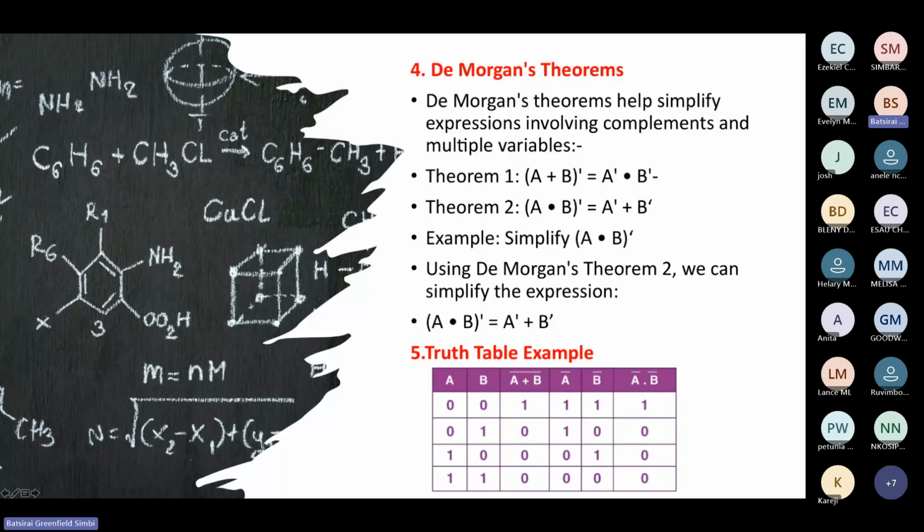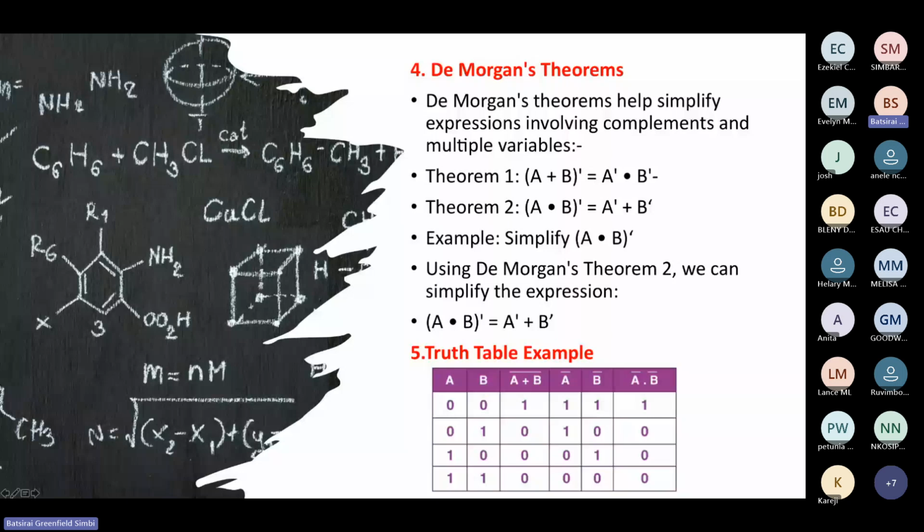Theorem 2 again: if you have A dot B in brackets, then complement is equal to A complement plus B complement. So know that when the complement is applied inside, the sign also has to change. Be very careful about that, even when you do your set theorems. For example, we have here A dot B complement. Using De Morgan's theorem 2, it will be equal to A complement plus B complement.